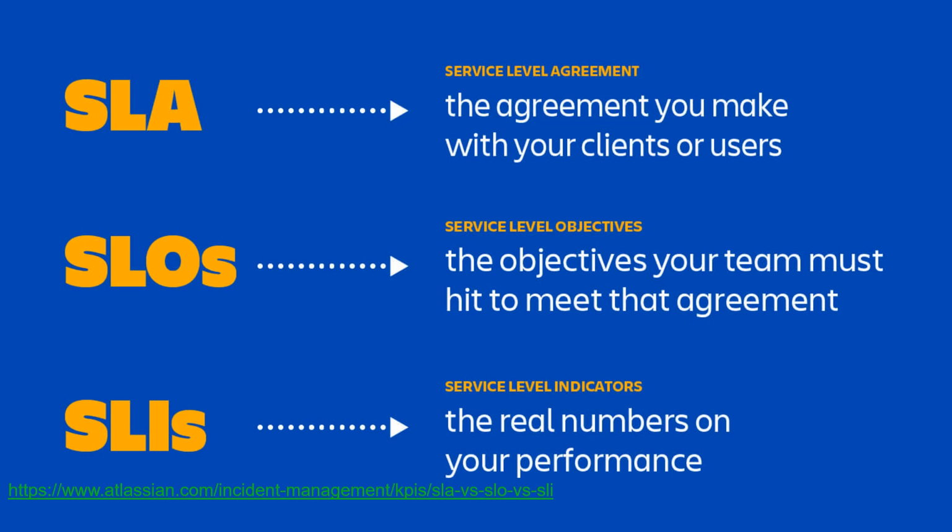On a high level, the definition as per Atlassian: SLA is the Service Level Agreement, the agreement that you make with your customers or your users. Service Level Objective, or SLO, is the objective your team must hit to meet that agreement. And finally, SLIs are Service Level Indicators, the real numbers on your performance.